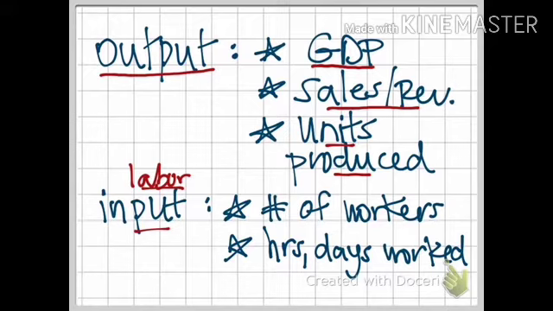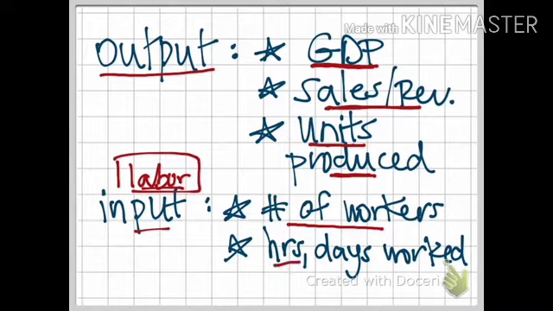Now, when it comes to these two units, we can look at a lot of different things. For output, we can focus on GDP, the total value of everything that was produced. We could use sales and revenue as the measure of output, or we could measure the number of units produced, the number of bottles of wine, the number of tennis shoes. And focusing specifically on labor input, we could look at the total number of workers, the number of hours worked, days worked, weeks worked. You could get down to the minute if you wanted to.